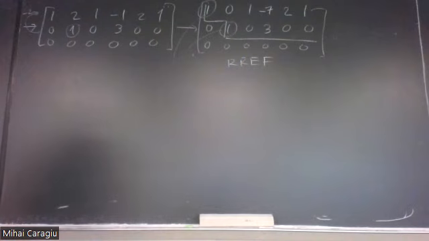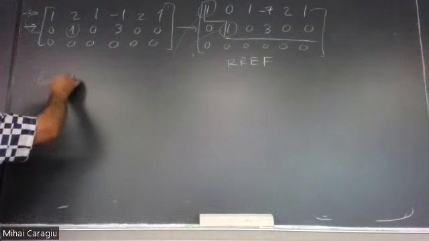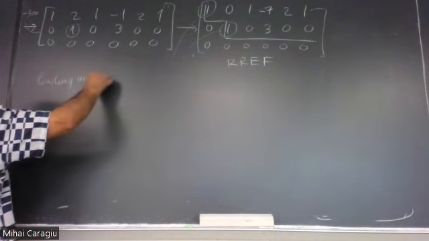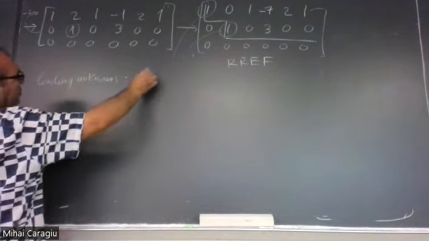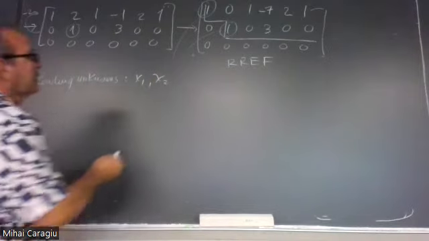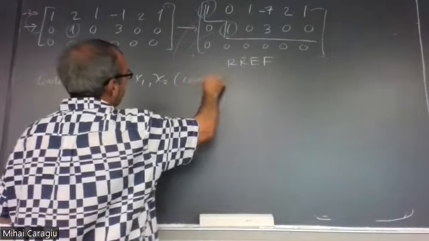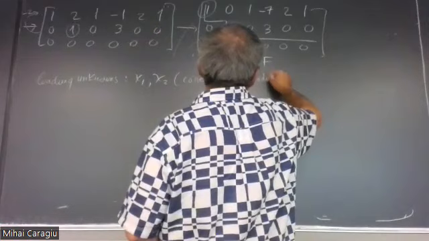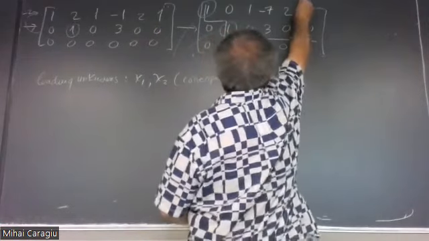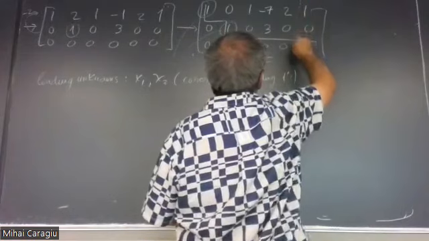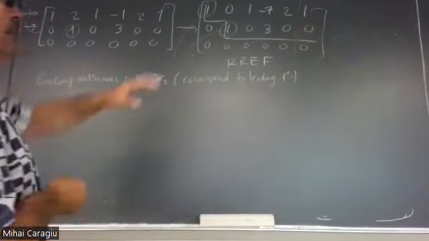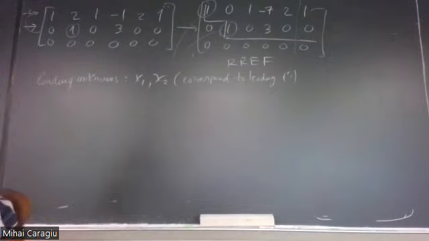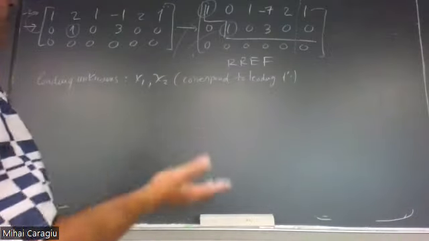At this moment, we have to be clear what are the leading unknowns and secondary unknowns. Leading unknowns are x1 and x2. They correspond to leading ones. Don't forget there is a tiny dotted line here separating the coefficient matrix from the free coefficients. So leading unknowns are x1 and x2.